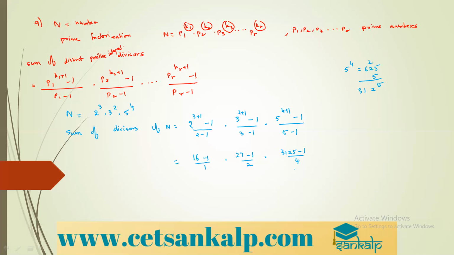3125 minus 1 by 4. That means 15 into 26 by 2 into 3124 by 4. So here you can cancel: 2 13s, 4 ones, 4 7s 28, 3, 4 8s 32, 4 ones. And when you multiply this, you will get the answer. At present, I'm not multiplying. I'm keeping it like this. You can multiply and find the answer for this.